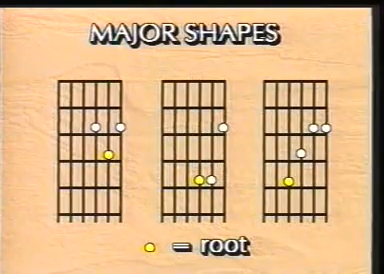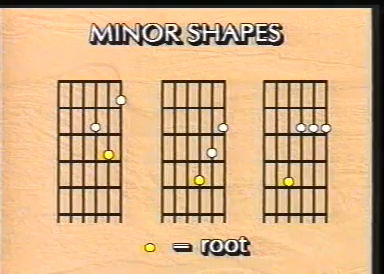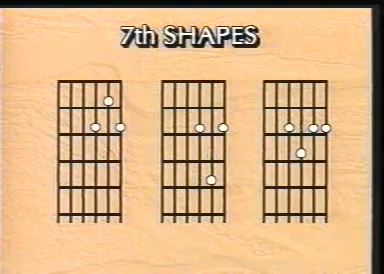Here are the basic major, minor and seventh shapes that can be moved up and down the fingerboard to produce the chord of your choice. The root of each one is clearly shown.